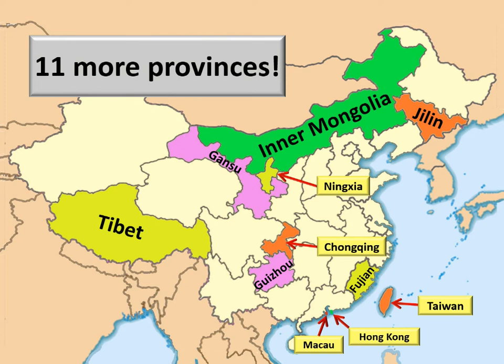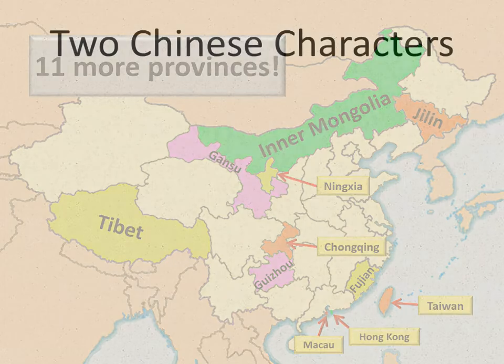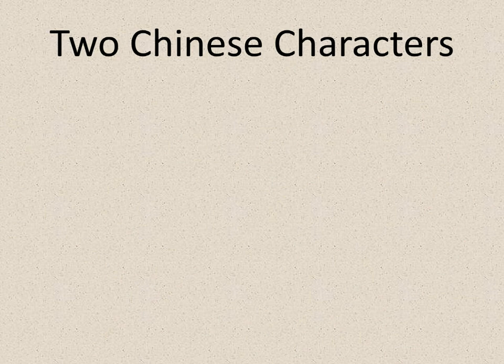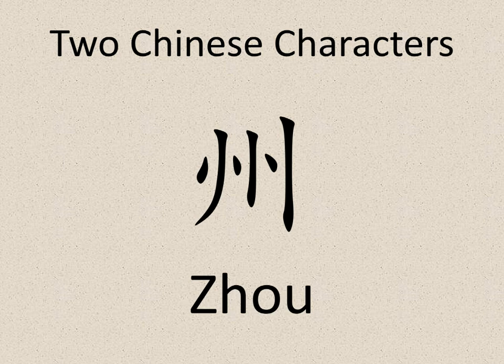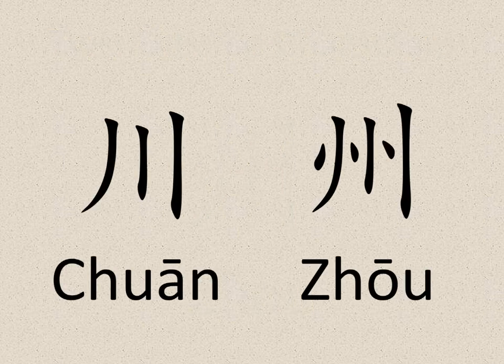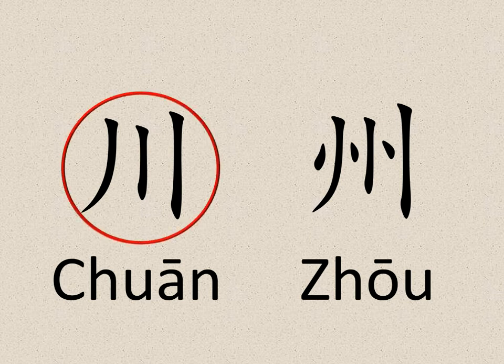Before we review, let's take a quick look at two Chinese written characters. In part 2 of this series, we learned the word 川, which is a word that means river. Then, in this video, we discussed the character 州, which occurs in many place names. Clearly, these two characters are very similar. We discussed in part 2 how the vertical lines of 川 represent the flowing water of a river.